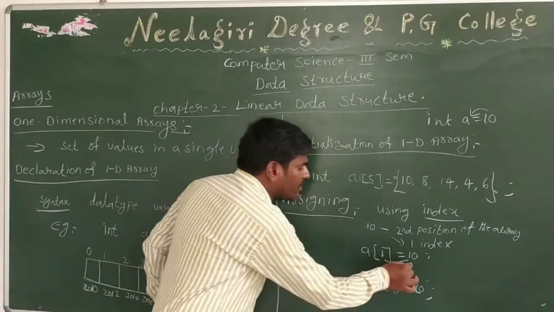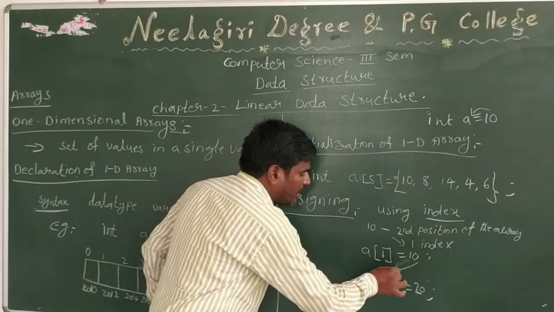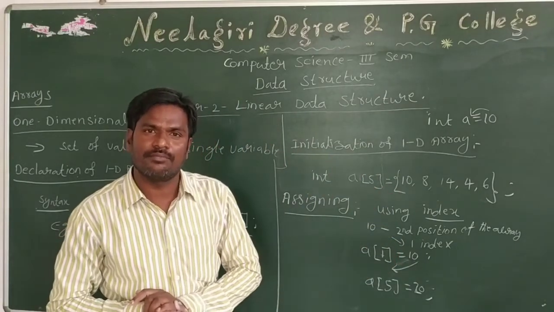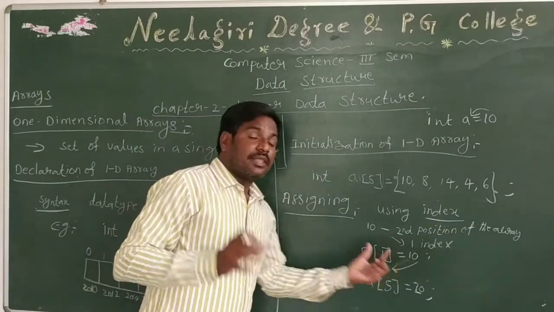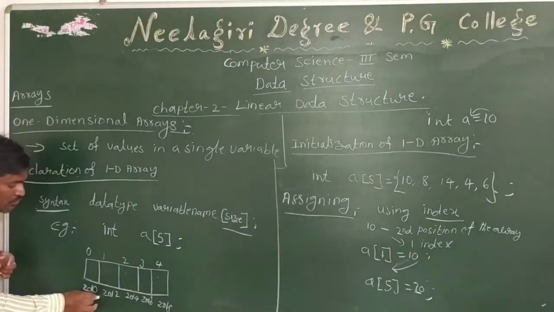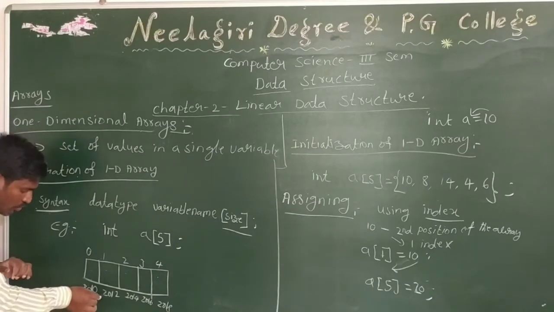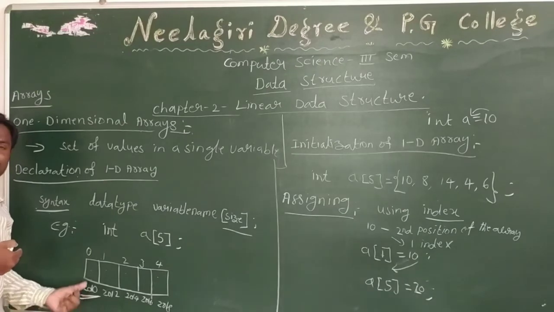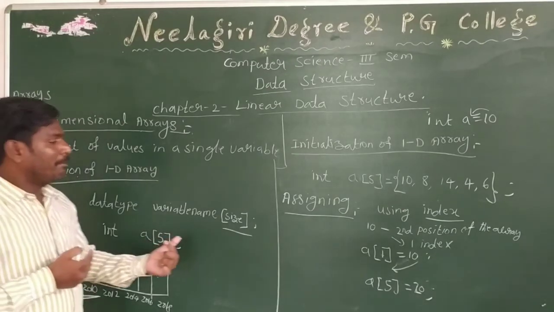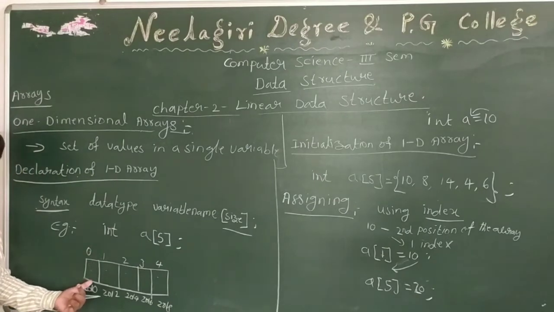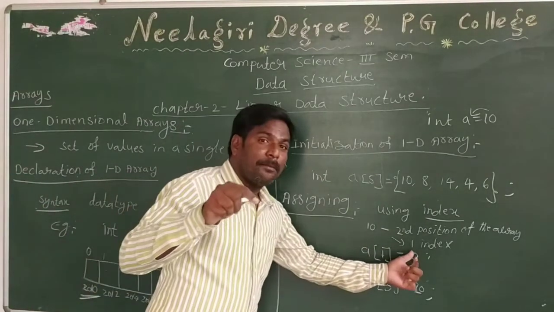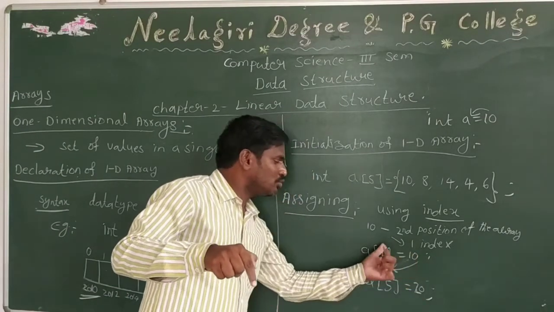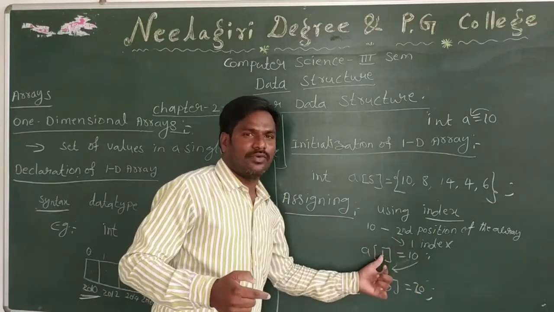Sir, whenever I assign the value 10 is equal to A of 1, how can the compiler directly assign the value at A of 1? How can it assign? The compiler knows only this value. I already told, the compiler knows only the base address. But base address means address of A of 0. The compiler knows only the address of A of 0. Now, but I am directly assigning the value to A of 1, how can it find out?